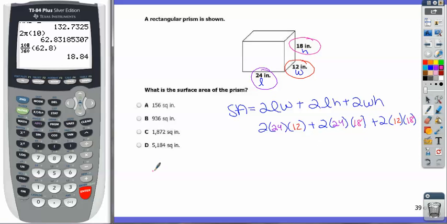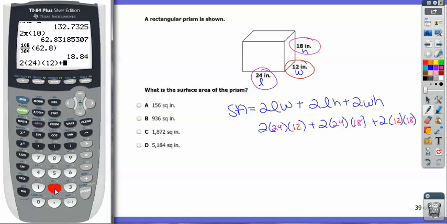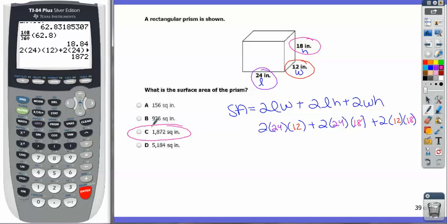Now this looks like I just plug it into my calculator, so that's what I'm going to do. 2 times 24 times 12 plus 2 times 24 times 18 plus 2 times 12 times 18. And I end up getting 1872.